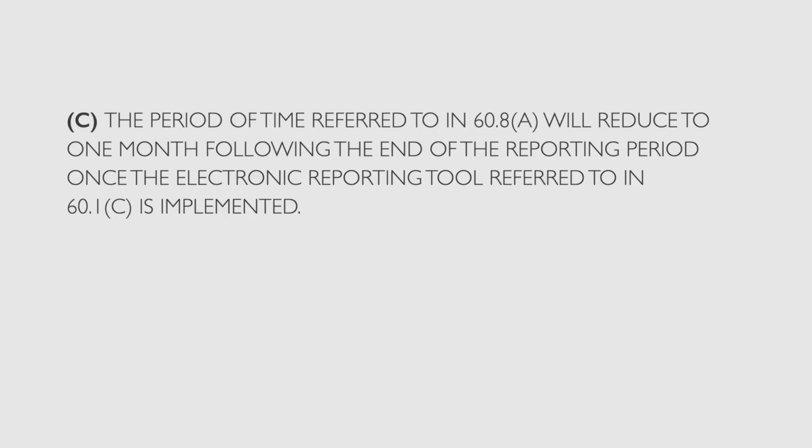Why is that? It does, and it reads as follows. Part C of that clause is that the period of time referred to in clause 60.8a will reduce to 1 month following the end of the reporting period once the electronic reporting tool referred to in clause 60.1c is implemented. Once the generic electronic CWMS system is in place, there will be no delay between the reporting period ending and the data being available to the employer, hence the reduction in the time period.